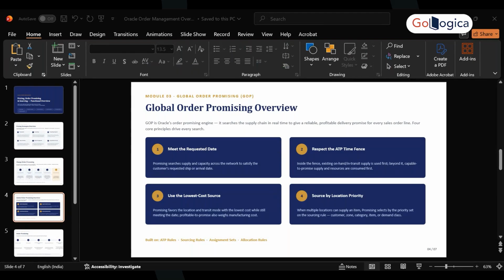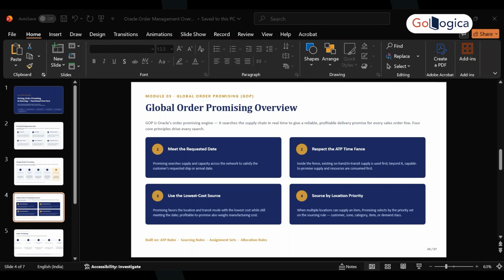Priority may be configured based on the customer, geographic zone, item category, individual item, or demand class, and Oracle evaluates each location in order until it identifies a source capable of satisfying the requested demand. So, if the highest priority warehouse cannot fulfill the order, Oracle automatically evaluates the next priority without requiring manual intervention. This process provides both flexibility and automation across complex supply chain networks.